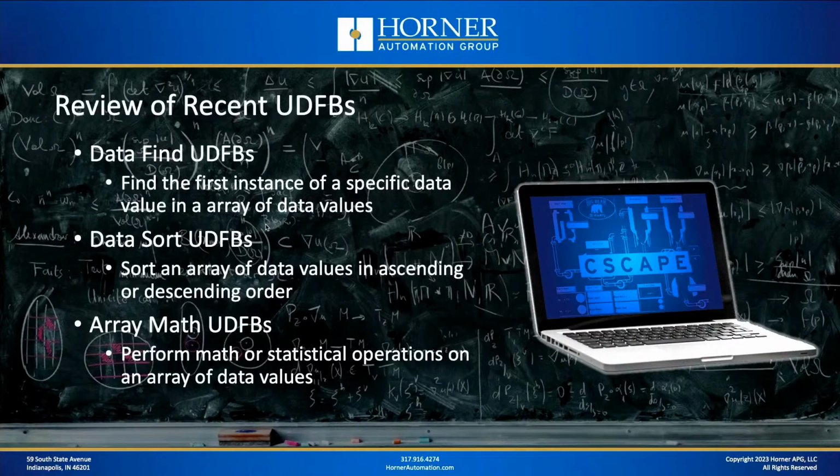We also last week released some data sort UDFBs that allow you to take a list of up to 100 long, or at least a variable array of a dimension of up to 100, and allow you to sort those data values in either ascending or descending order. And last week we showed you the integer versions of those UDFBs, but now posted we have not only the integer version, but we also have floating point and double integer versions as well for both ascending and descending order.